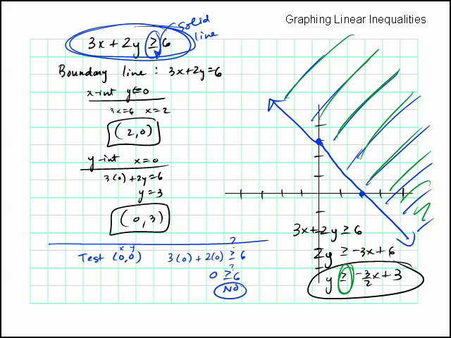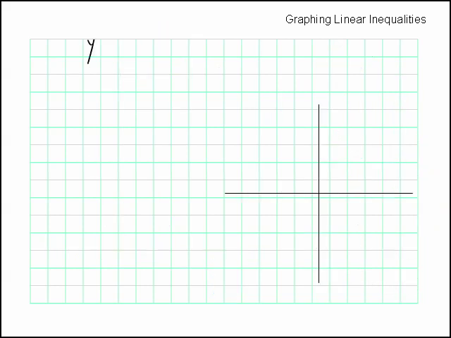Let's do this one. Oops, let's fix that. Y is less than 1/2 x plus 1. So first I treat it as an equation. This is my boundary line: y equals 1/2 x plus 1.